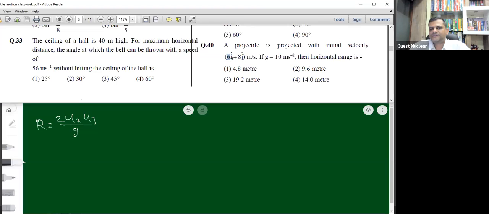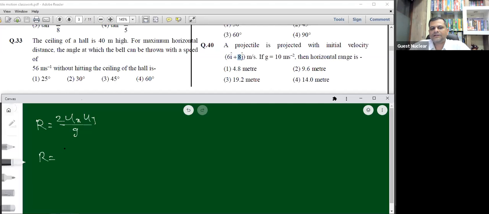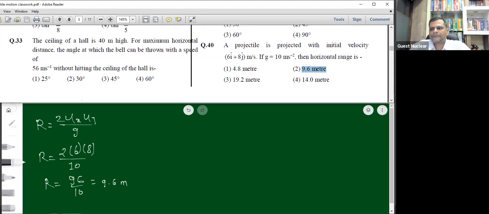Here this 6 i bar happens to be ux and 8 j bar, so 8 happens to be uy, and if we want to find out the range then we can get simply 2 into 6 into 8 upon g, matlab 10. So we can solve this further and get it as 6 8s are 48, 48 into 2 is 96. So 96 divided by 10, which comes out to be 9.6 meter, which is already there, is option number 2 here. Okay.